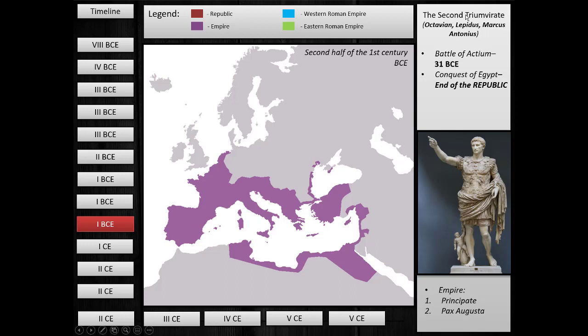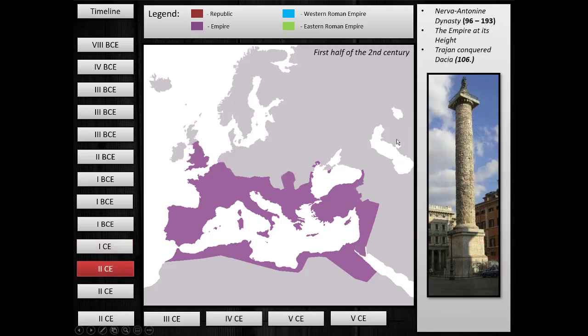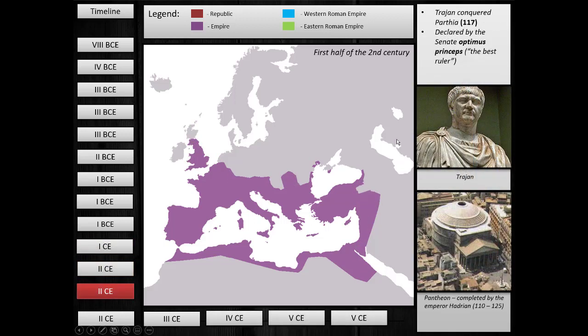Second triumvirate right here. This is the beginning of the actual empire. So by the time we get to right here, to one common era, or the first century, so within 0 to 100 of the common era, this is the size of what is now the empire, the Roman Empire. Now let's just keep on going for the fun of it.